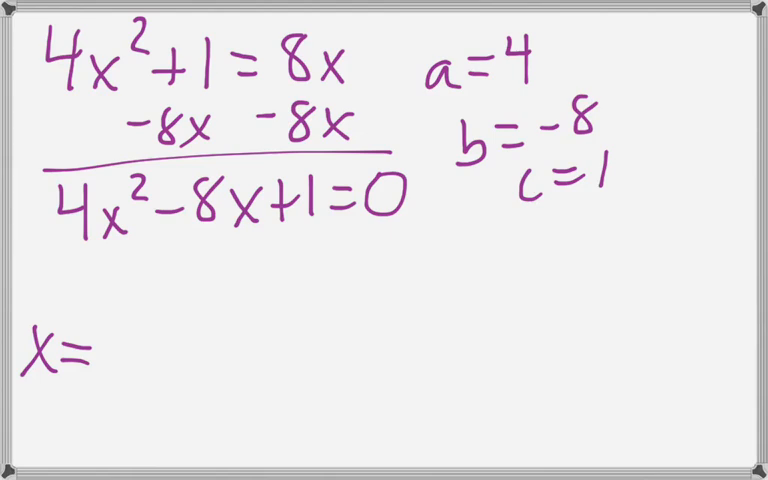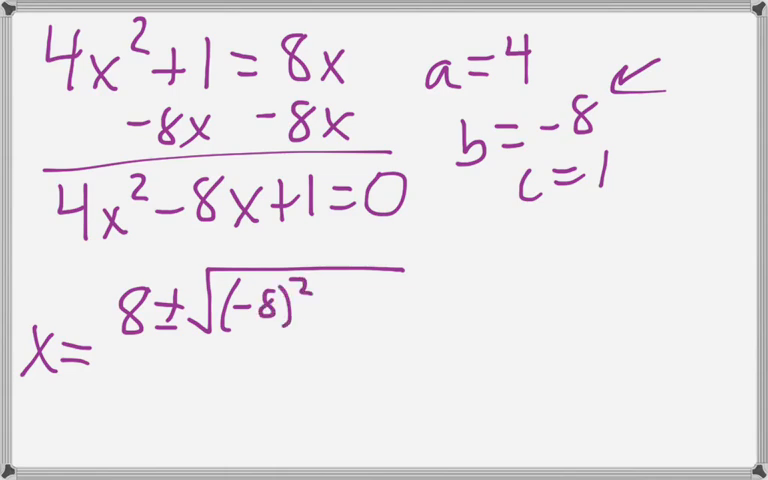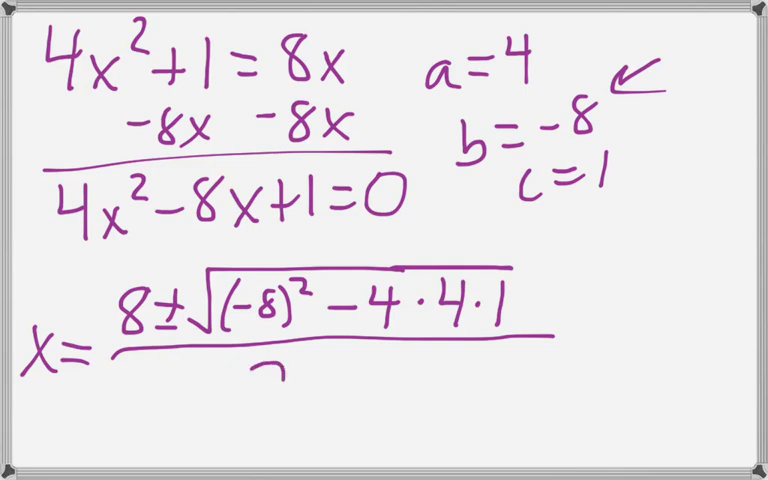Now the formula says negative b, or we can read that as the opposite of b. So the opposite of b here would be positive 8, since b is negative 8, plus or minus square root of b squared. Be careful with that b squared. It should always come out positive. Even if b is negative, we're doing a negative 8 times a negative 8 there, so we should get positive 64. Which means if you're typing it in your calculator, you'll need those parentheses around the negative 8, like what I just wrote there. Okay, minus 4ac all over 2a.